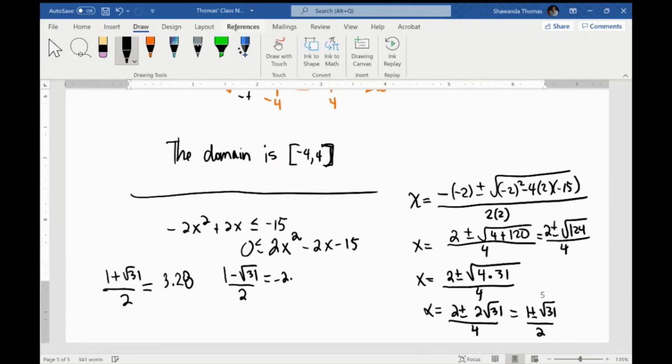Negative 2.28. So when we do a number line, then this one will come first: 1 minus the square root of 31 over 2. You see what I mean? Because that's negative 2.28. And the other one would be 1 plus the square root of 31 over 2, because that's the same as 3.28. So we still have 3 test intervals, but we're going to choose a number between negative infinity and negative 2 first. You get what I'm saying, Nakiria?